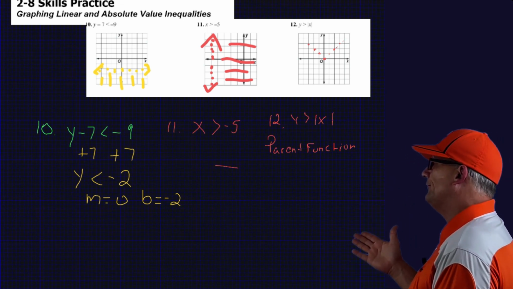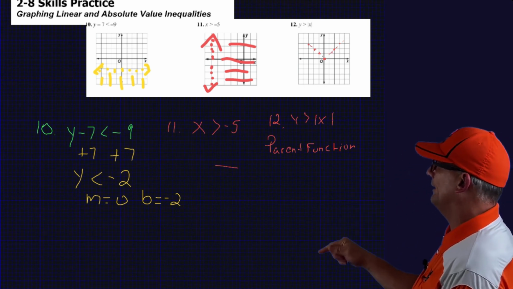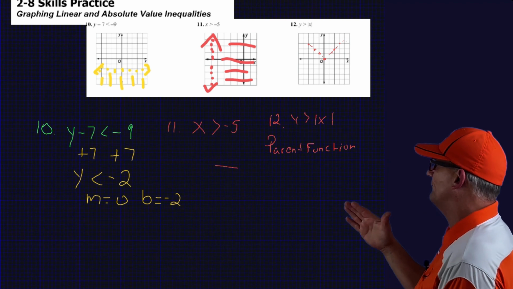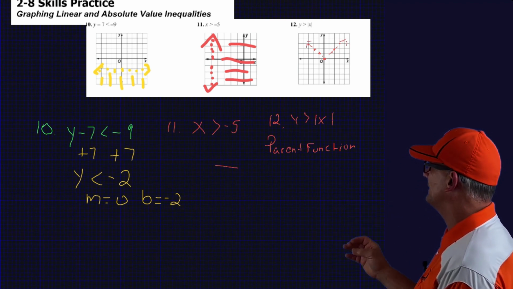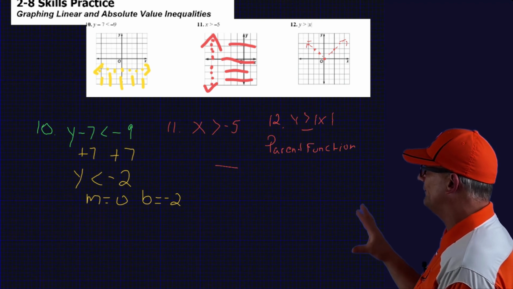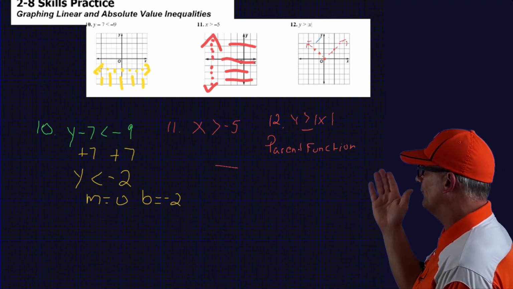If you don't, you're forced to use a table of values, plug in negative 2, and you get positive 2. Plug in negative 1, you get positive 1. This is one of the easier ones to recognize. There really shouldn't be any reason why you have to do any calculations here. Simply know the parent function and draw it in.